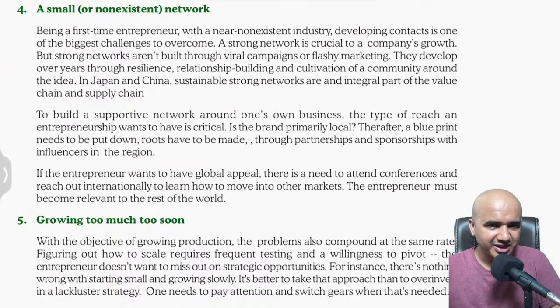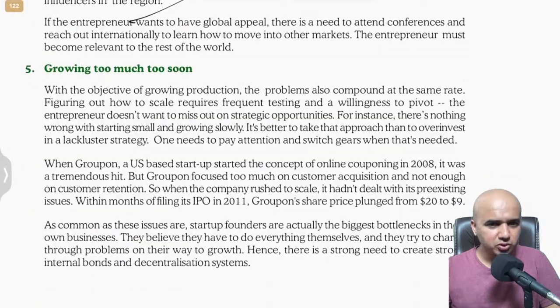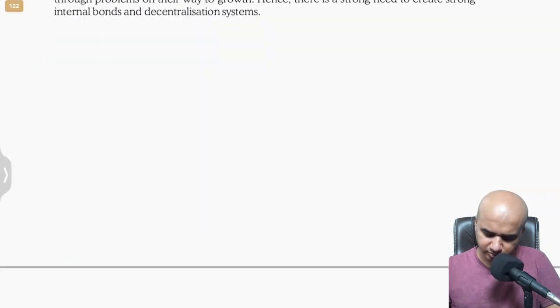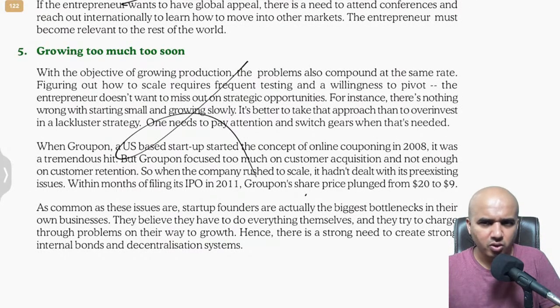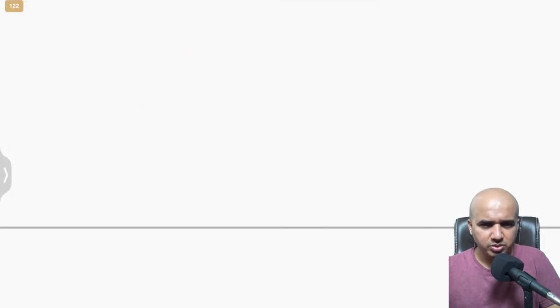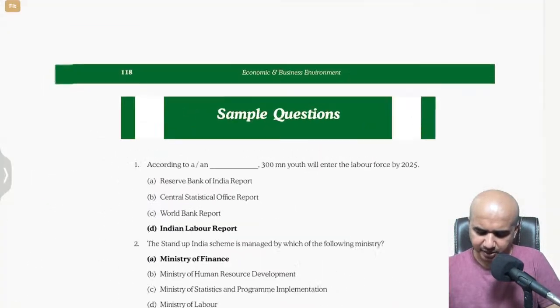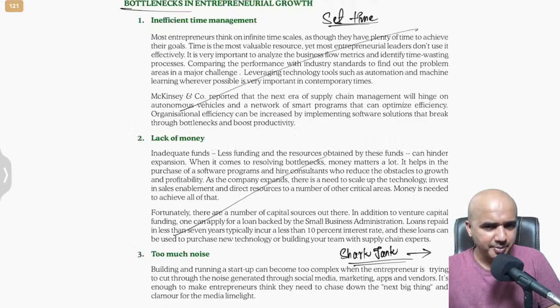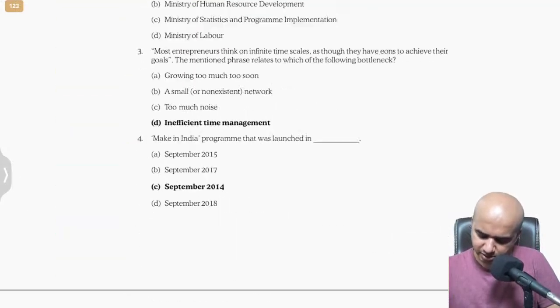Small or non-existing network. They won't have networks again. Growing too much too soon. So what? Let them grow. No. How can you decide what is too soon or not too soon? So this is the problem. Anyway, that's about chapter or lesson 6.